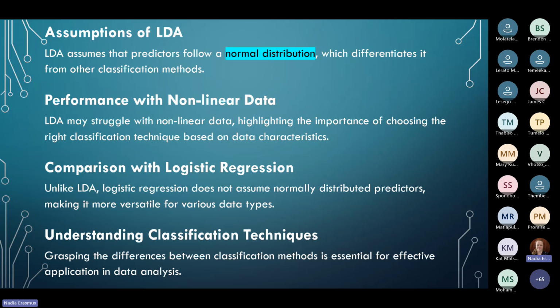The nonlinear data is also going to be highlighted in this, because it's going to help us choose the data characteristics that we want to use and make sure that we're choosing the correct ones. So LDA, as you can see, is like logistic regression, but it assumes a normal distribution. Logistic regression without the assumption of normal distribution is your normal logistic regression.